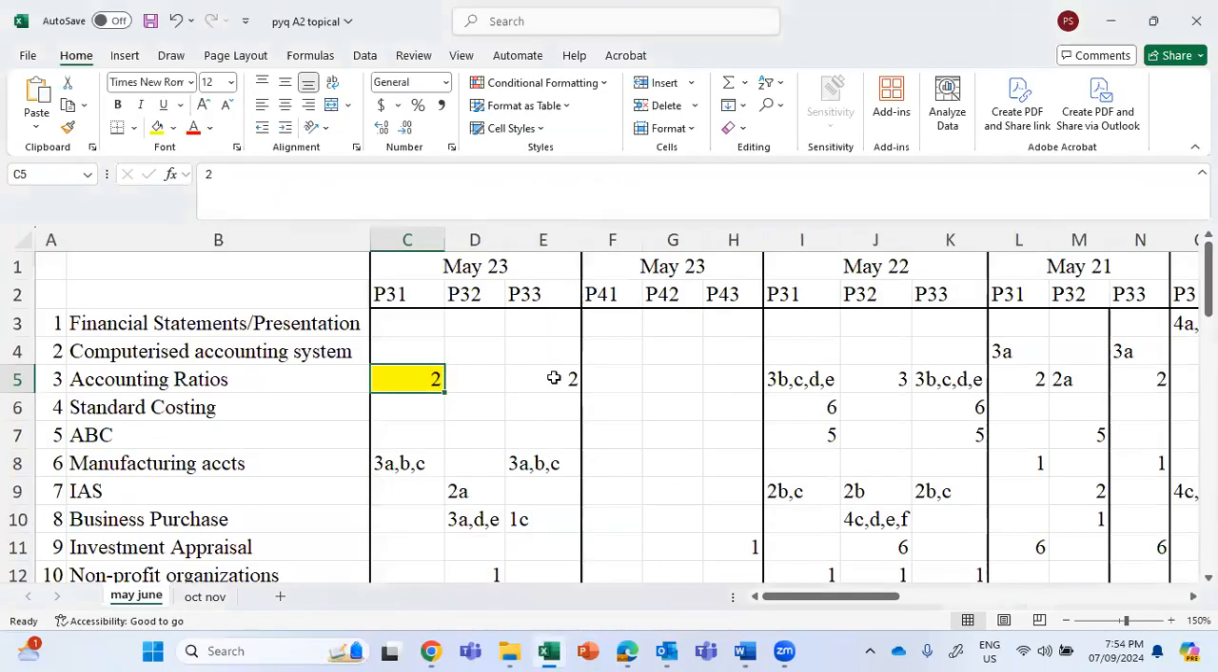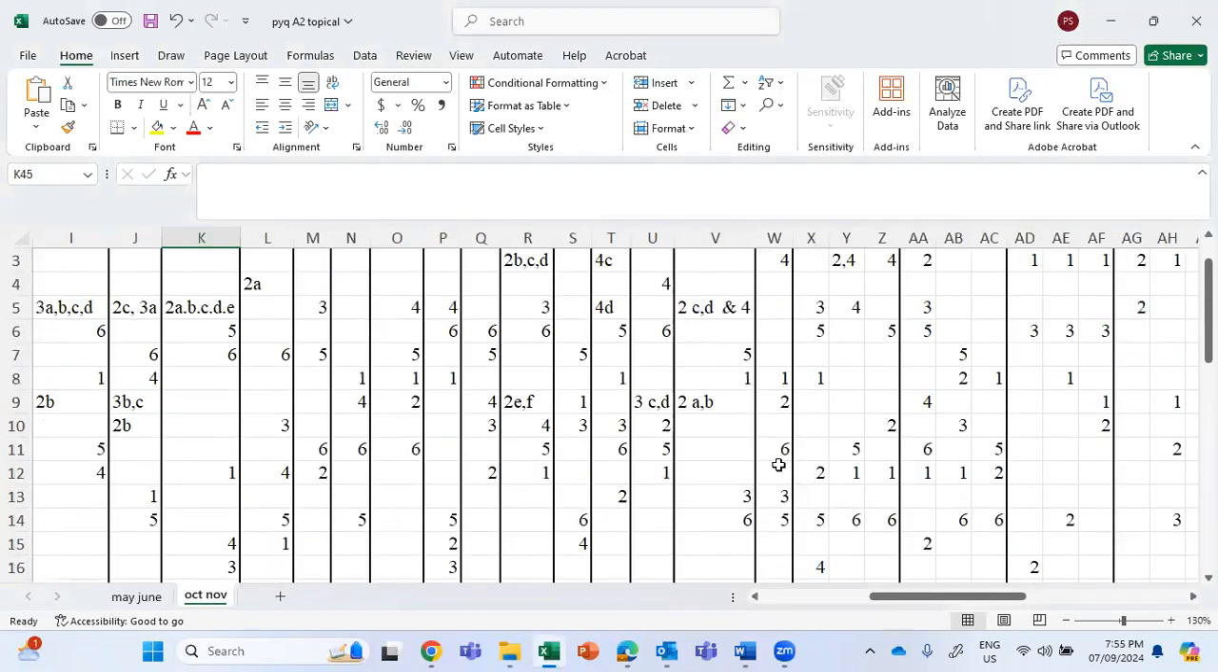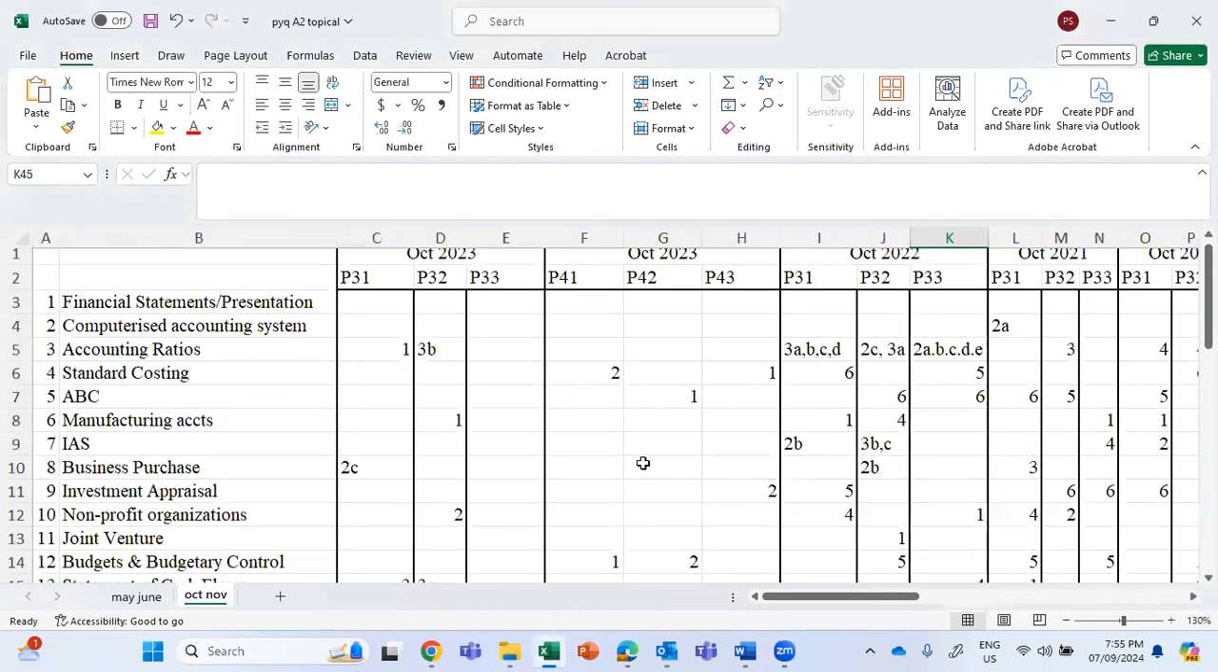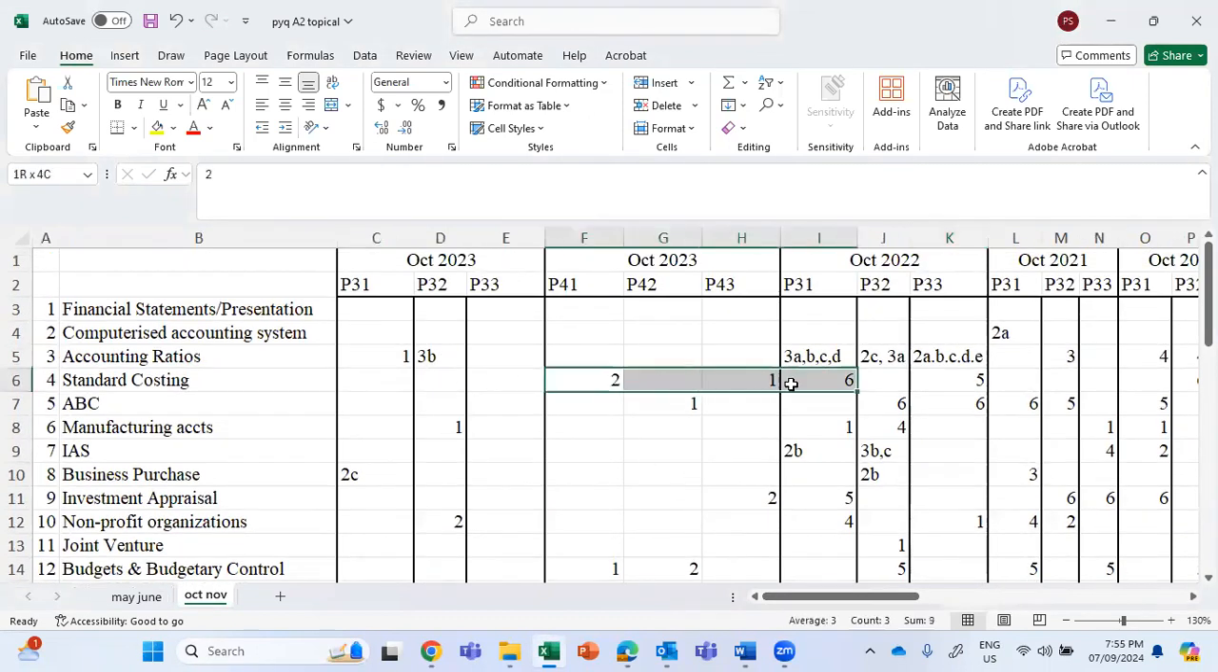So you work through the rest of the questions on accounting ratio on the May, June, and October papers, and then you'll be clearer. But make sure you know how to do the calculation first, and then sharpen your skills on the theory. All right, that's it for today.